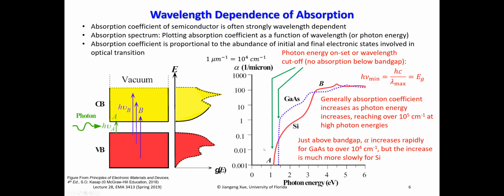And just above the band gap, we see a different behavior. As you see for gallium arsenide, the rise in the absorption coefficient is very rapid when you just go above the band gap. But for silicon, it goes up much more slowly. Eventually, it will go up rapidly as well. This behavior is related to the band gap types of these materials.